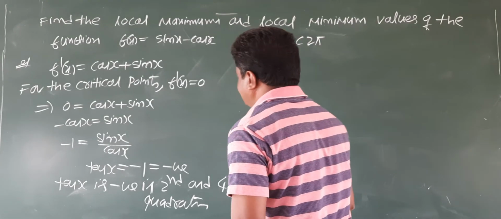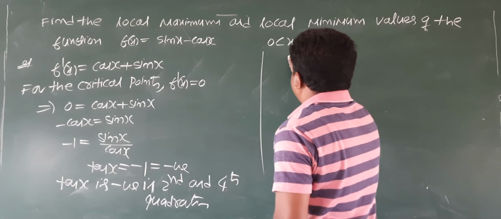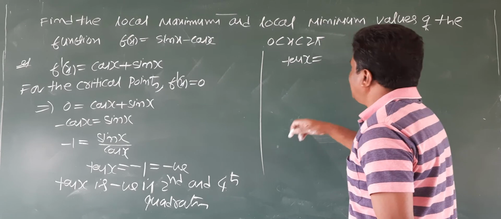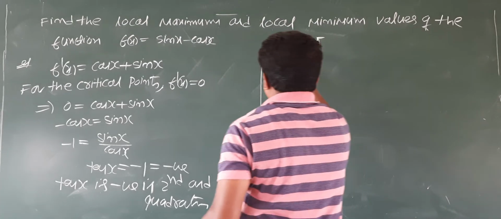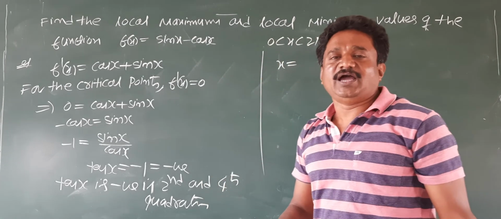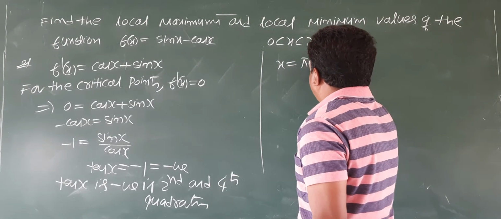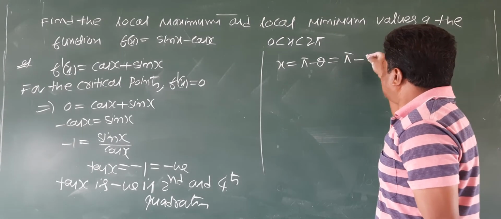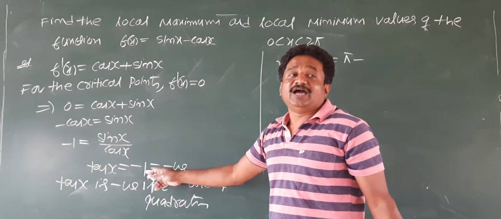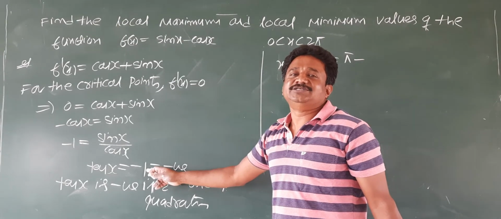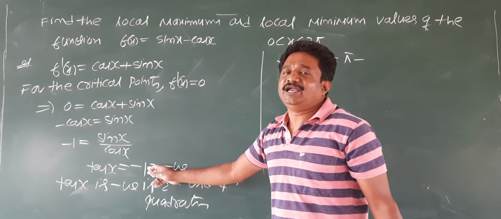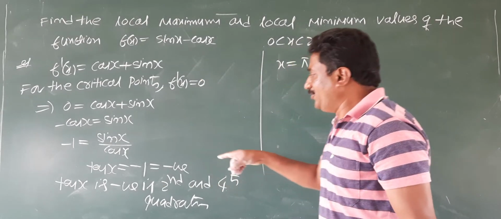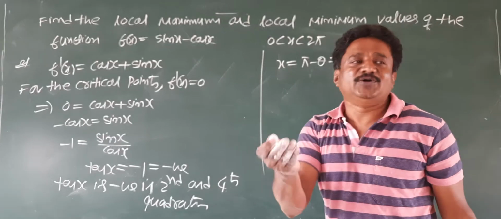First let us find the second quadrant angle. So write 180 minus theta, x is equal to, directly write. Tell me the second quadrant angle, students: 180 minus theta, pi minus theta. Theta is the acute angle. Tell me the angle related to 1. It should be pi by 4.